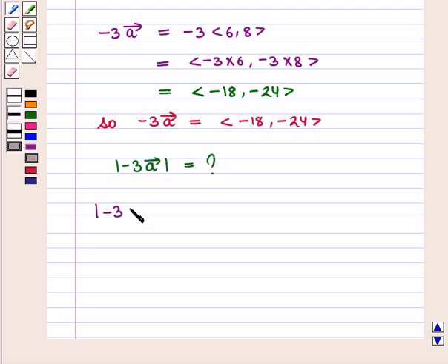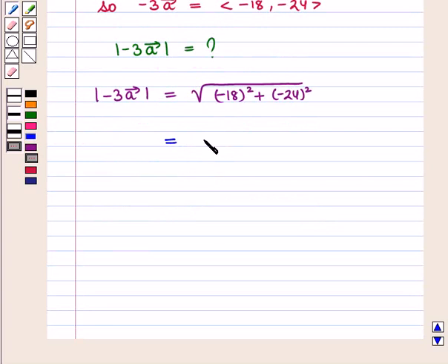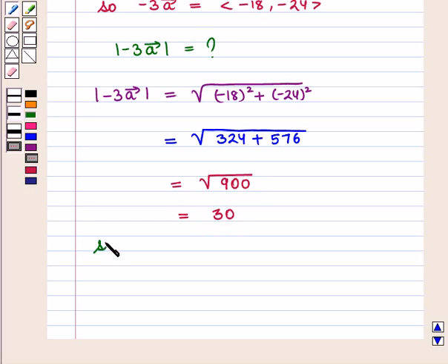So the magnitude of minus 3 into vector A is equal to square root of minus 18 whole square plus minus 24 whole square, and this is equal to square root of 324 plus 576, and this is equal to square root of 900, which is equal to 30. So the magnitude of minus 3 into vector A is equal to 30, which is equal to 3 into 10, that is equal to 3 into the magnitude of vector A.